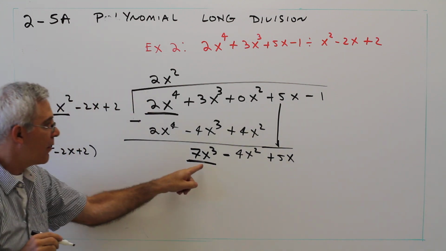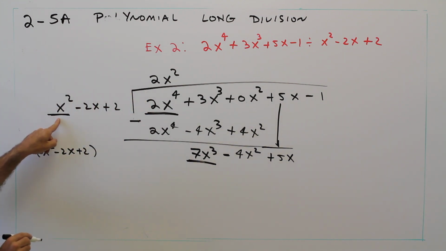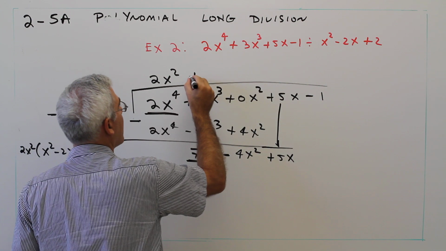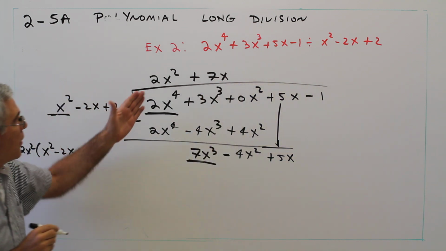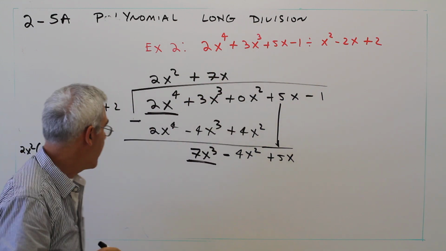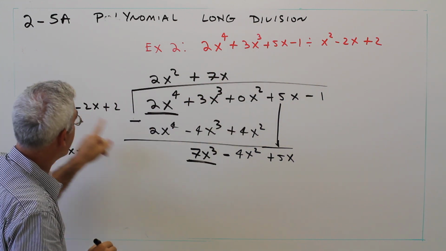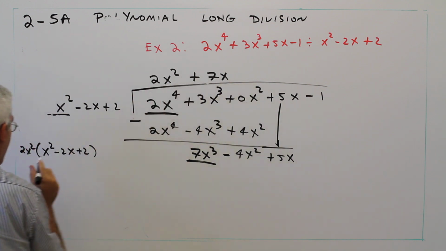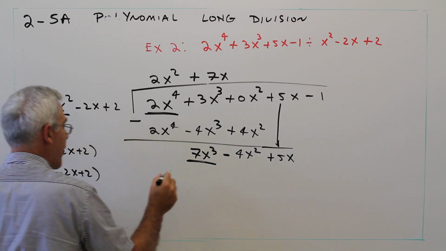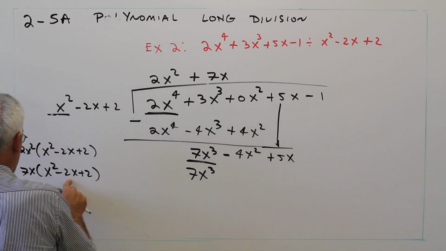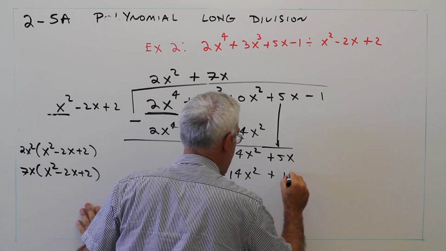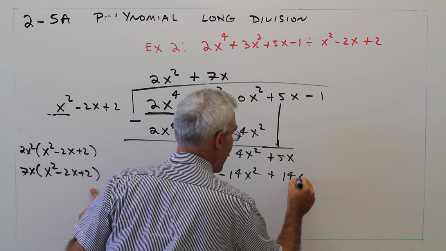I now focus on the 7x cubed to get the x squared. What do I need to multiply this by to make it be that? And the answer is 7x. In general, you will decrease in powers by 1, so 2, 1, 0, remainder. All right, 7x times that. So now I'm going to multiply 7x by the divisor. And I will get 7x cubed minus 14x squared plus 14x.